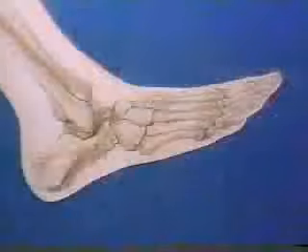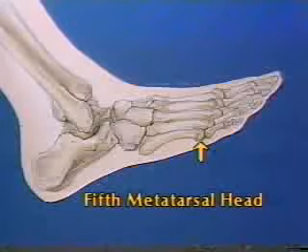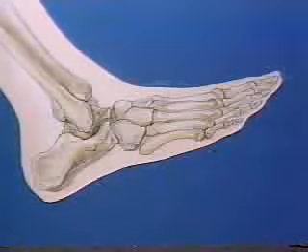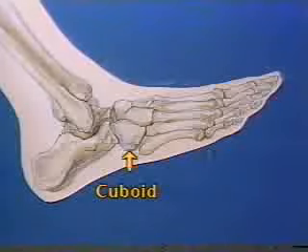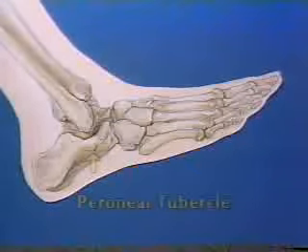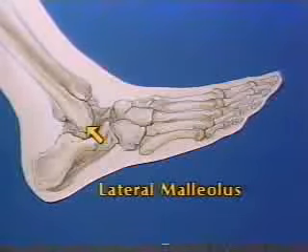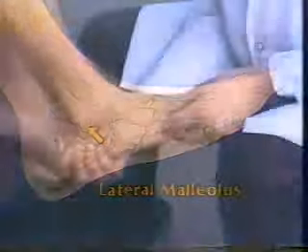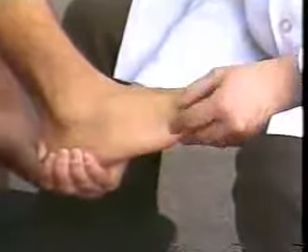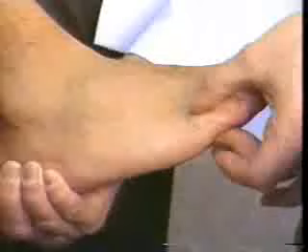Lateral bony landmarks include the fifth metatarsal head, cuboid, calcaneus, and peroneal tubercle, and the lateral malleolus. Palpate the head of the fifth metatarsal and localize the fifth metatarsal phalangeal joint.